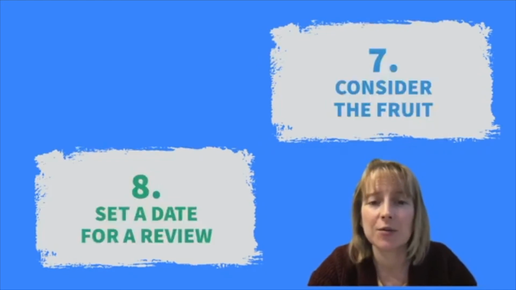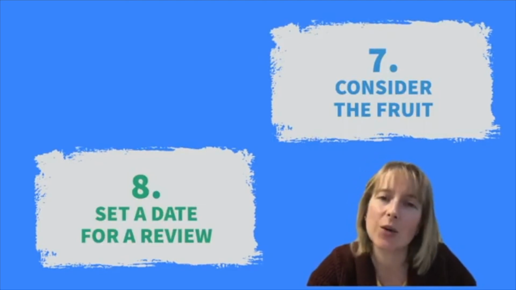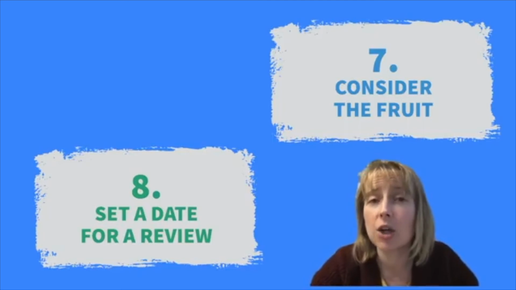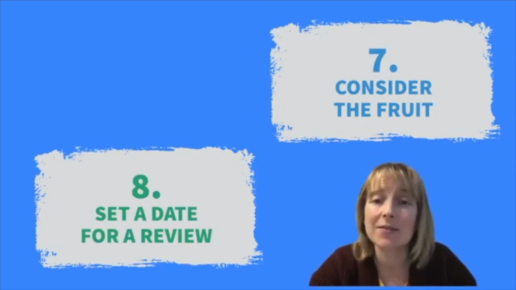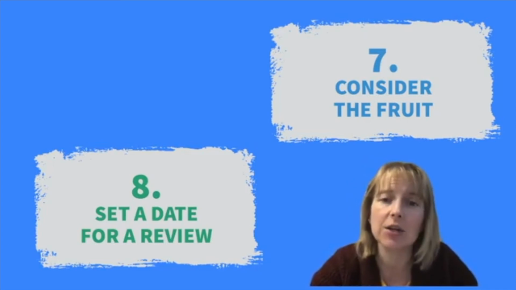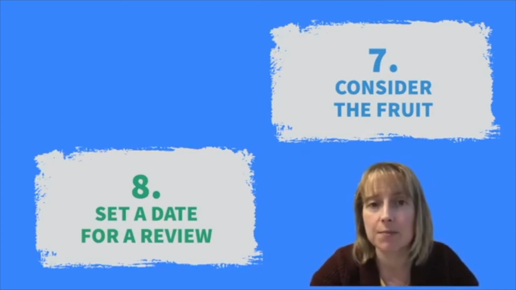7, consider the fruit. What difference do you want to make because of the actions that you identified at step 6? What might fruitfulness look like? Doing this step well will help you to know when an activity is working well and needs to continue, and when it might be time to stop an activity that isn't bearing fruit.